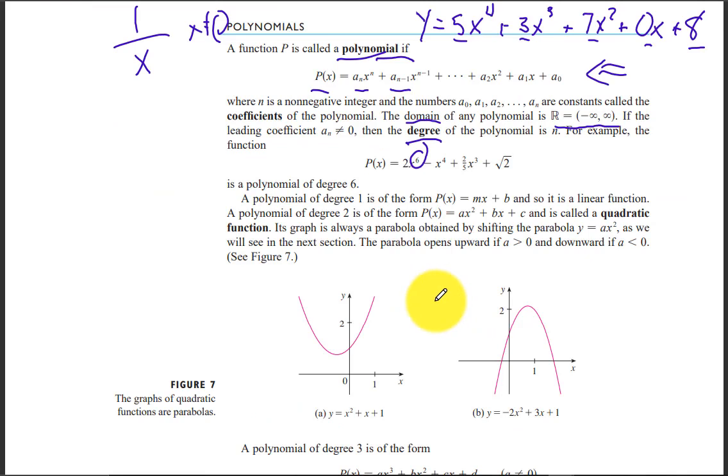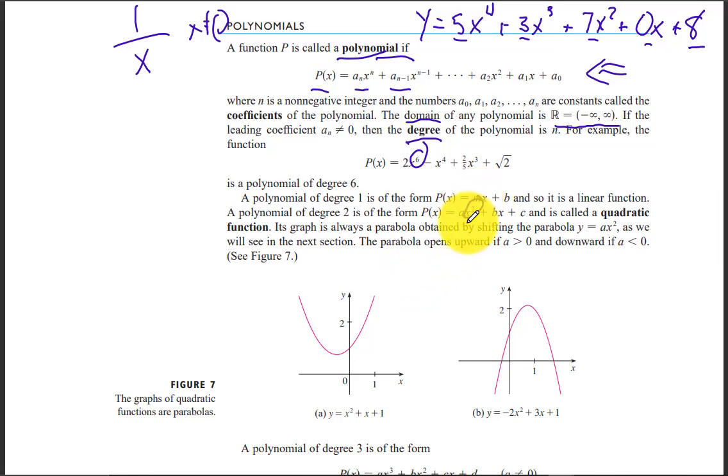Okay, and here's an example of a polynomial. This is just a quadratic function or a second degree function. It means that the 2 there. So it could look like this, it could look like that, depending on whether the coefficient of the x squared term is positive or negative. So here you can see it's negative. That means it's going to look like this.